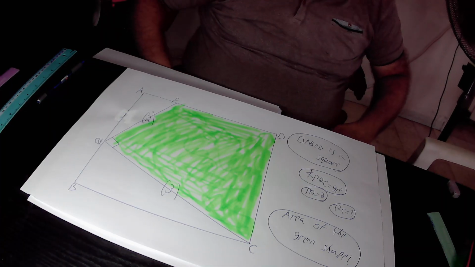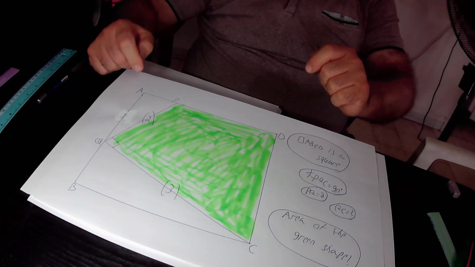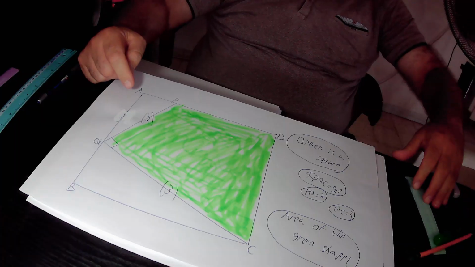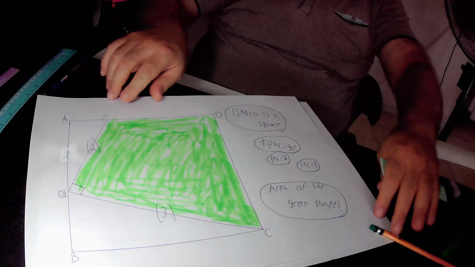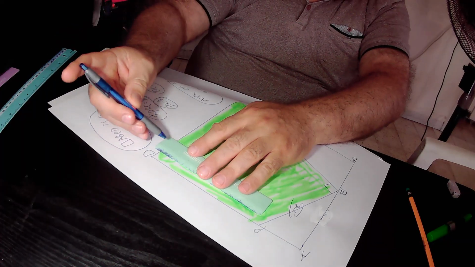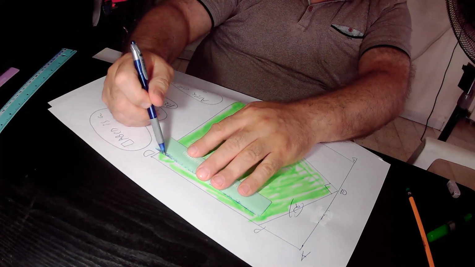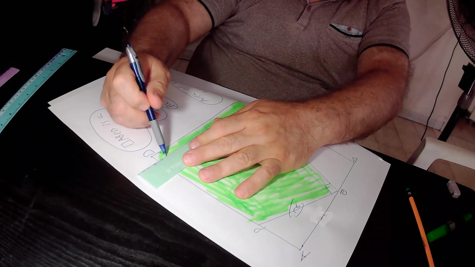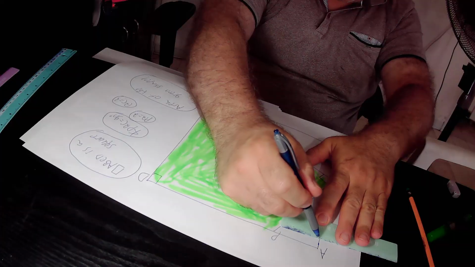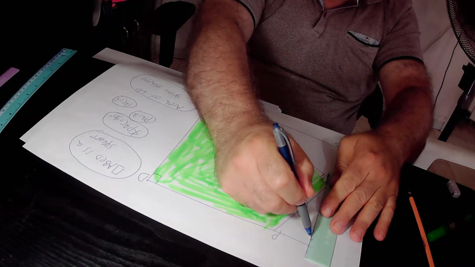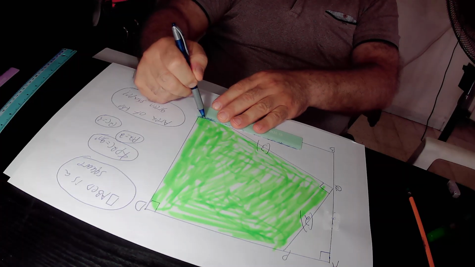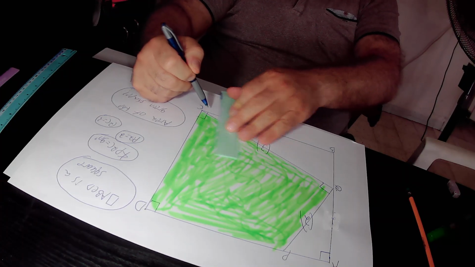So first of all, we know that all the angles inside the square are right angles. So those 4 angles, they are all right angles. So this is a right angle. This is a right angle. This is also a right angle. And this is a right angle.